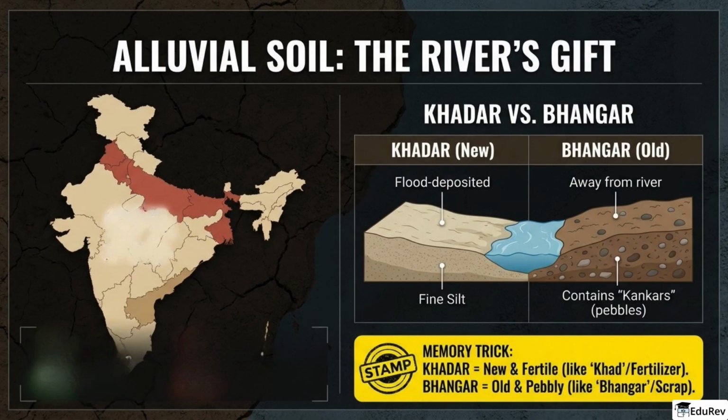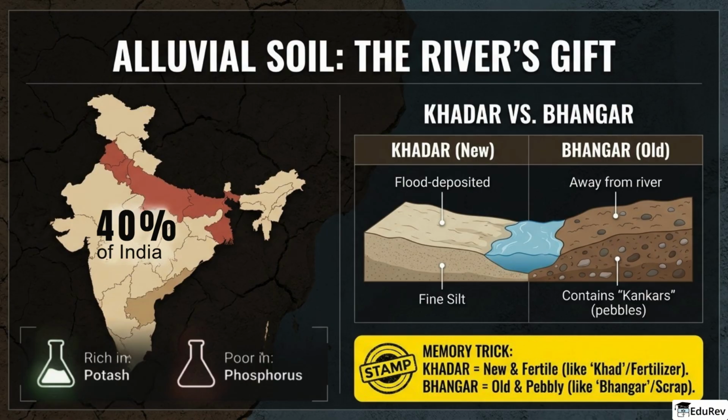Start with alluvial soil, the river's gift. It covers about 40% of India, which is why it is the most important soil type for agriculture and for prelims. Chemically, it is rich in potash but poor in phosphorus.